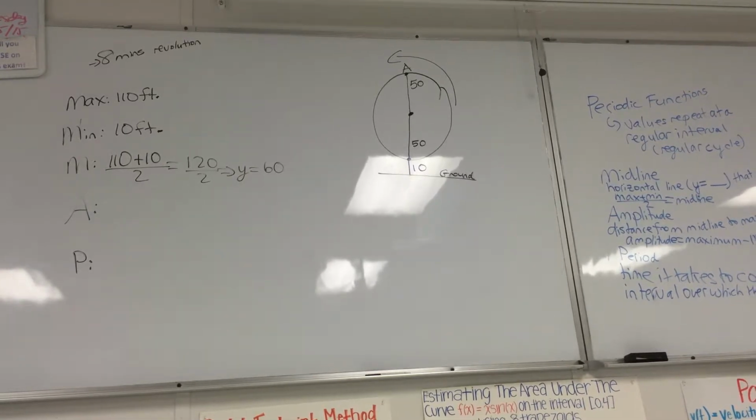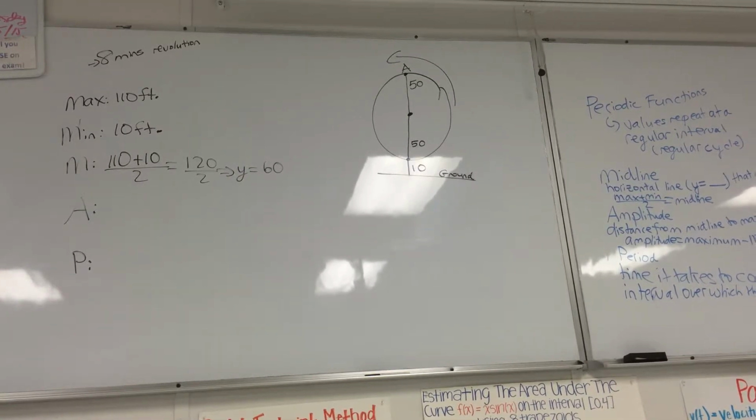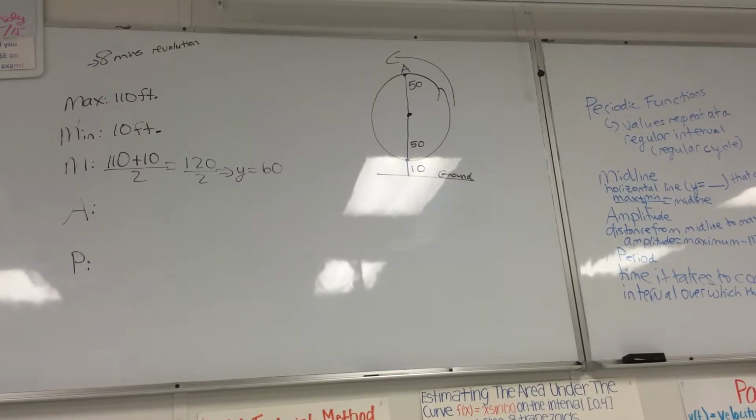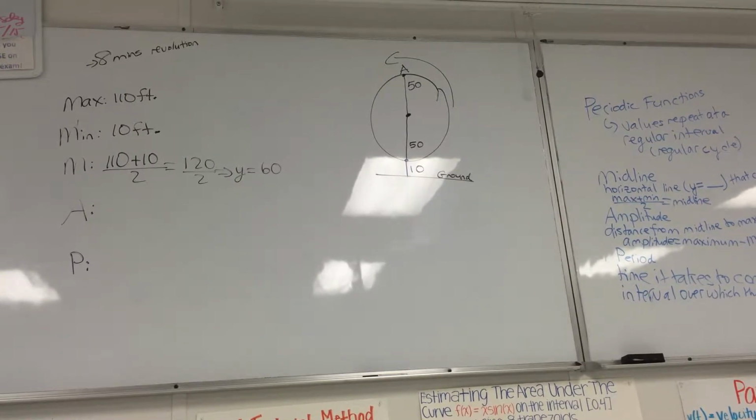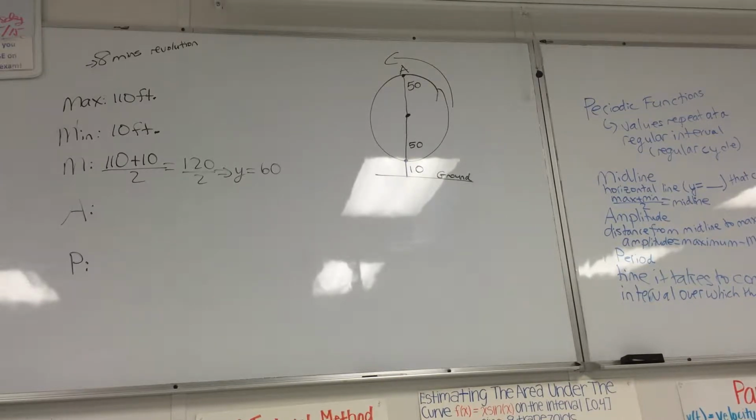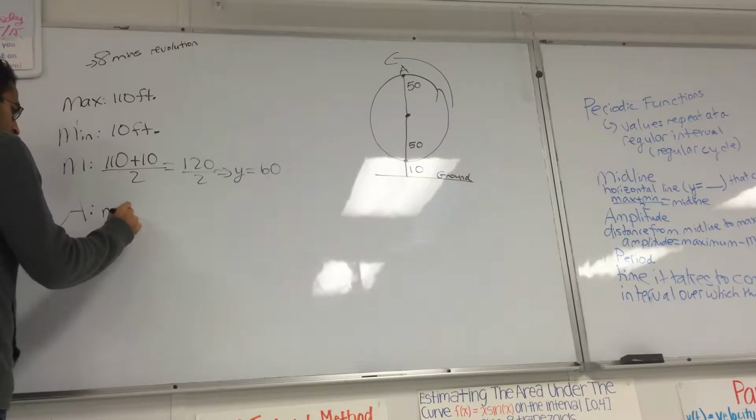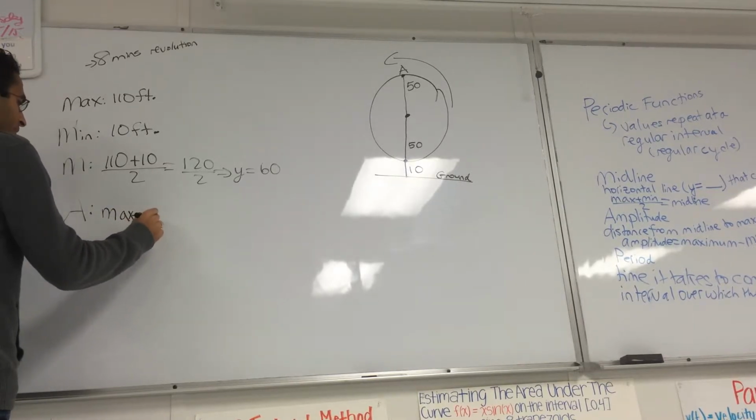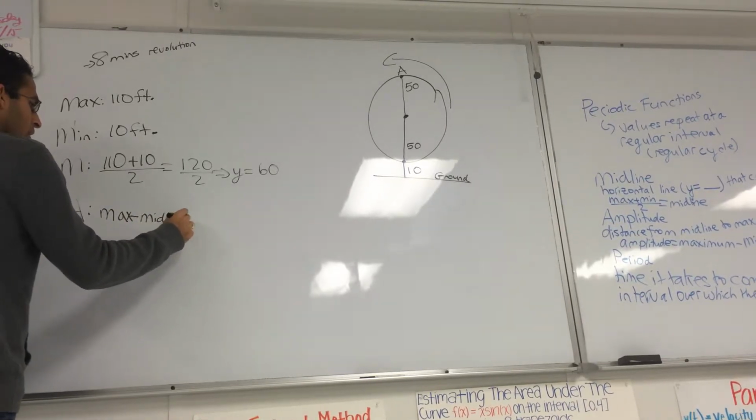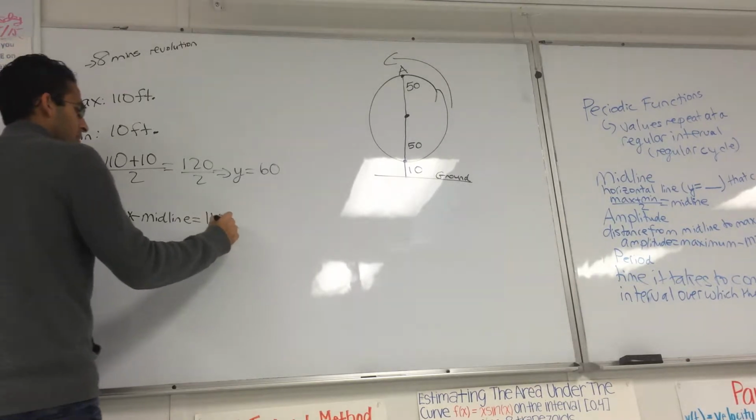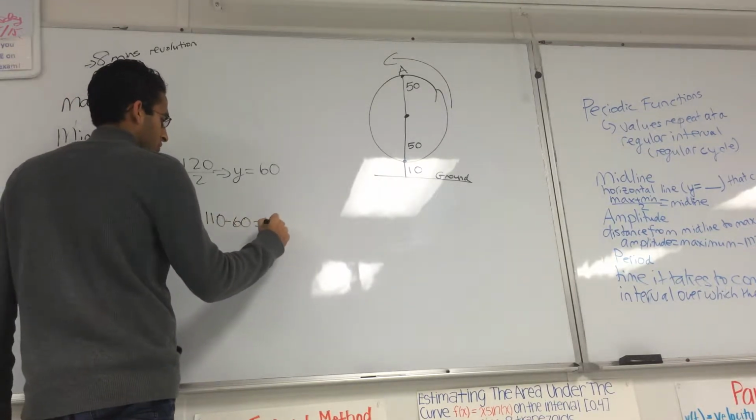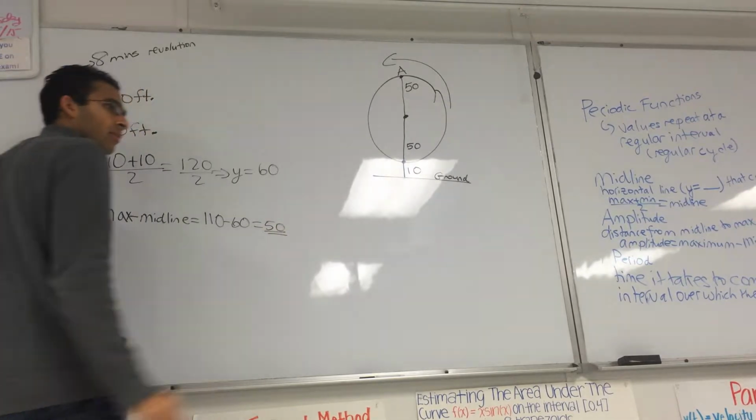If we don't have units, we will take off. If we don't have the y equals, we will take off. Right? We're going to hold people to a high standard. Now the amplitude, we know, is maximum minus midline. So it is 110 minus 60, so the amplitude is 50.